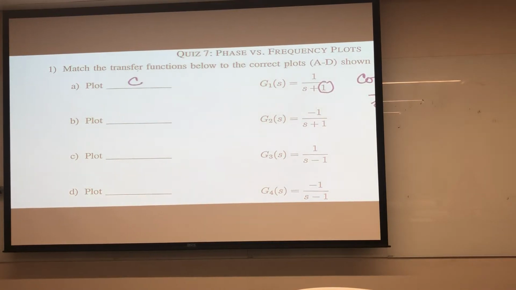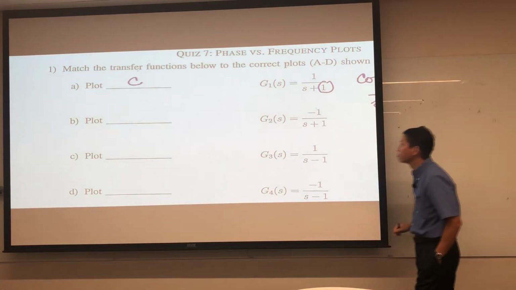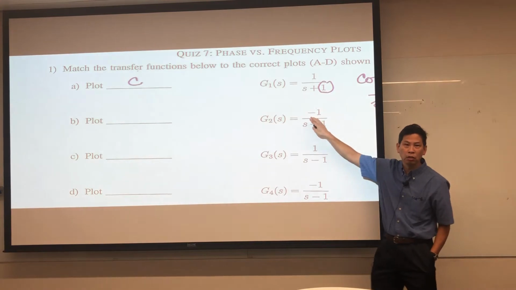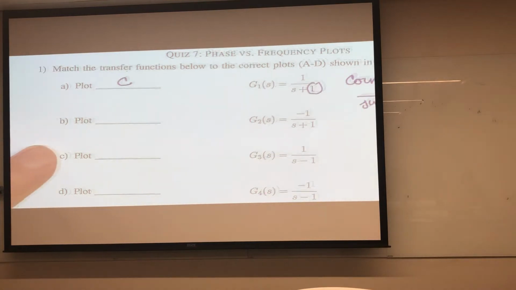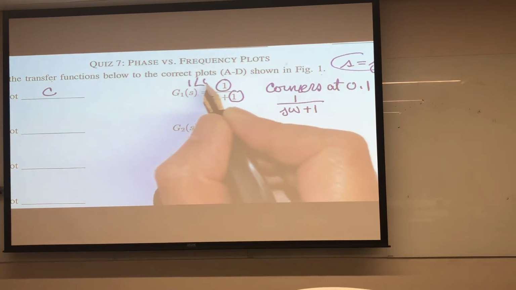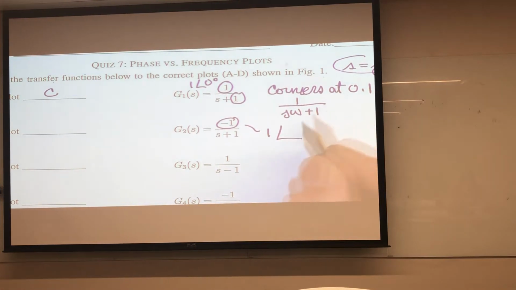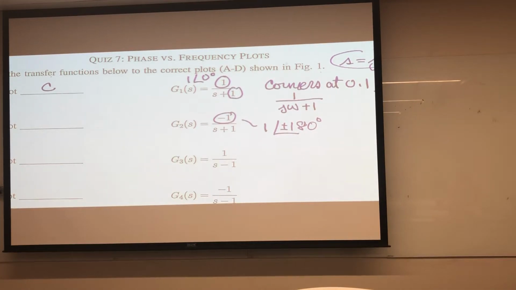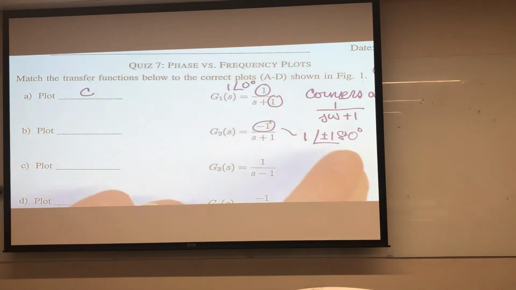All right, let's take a look at the next one. Which graph matches this plot G2? The only difference is we now have a minus sign in the numerator, in the constant term. Whereas up here, this gain is equivalent to 1 at an angle of 0 degrees, now this term looks like 1 at an angle of plus or minus 180 degrees. So we just need to take the identical graph to C and shift it by 180 degrees. Everything else about the functions is the same. The denominators are the same.